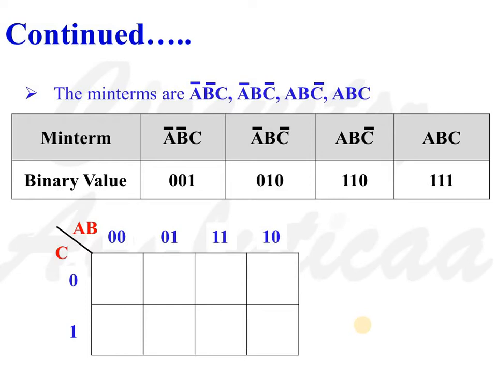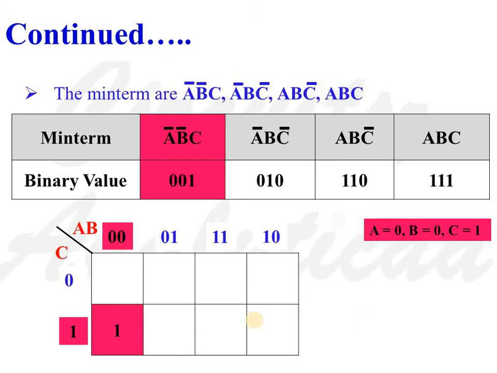For the minterm A B C bar, as variable A is present in true form, in the binary value put 1. Variable B is present in true form, so put 1. Variable C is present in complemented form, so next logic value is 0. So for the minterm A B C bar, binary value is 1, 1, 0. For the last minterm A B C, as all variables are in true form, binary value is equal to 1, 1, 1.